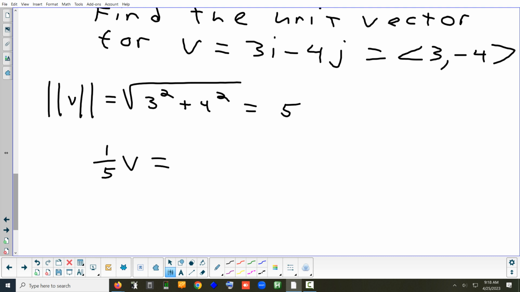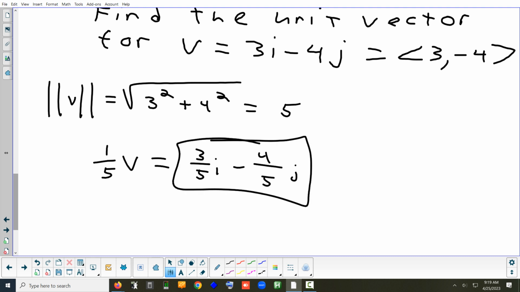So if that's v, 3i minus 4j, what would 1/5 v come out to? Yeah? 3/5. That's when you multiply the first part by 1/5. Yep, and the second part? Negative 4/5. Okay. So that's a vector that points exactly the same way as the original one. All we did was make it 5 times smaller. That's it.